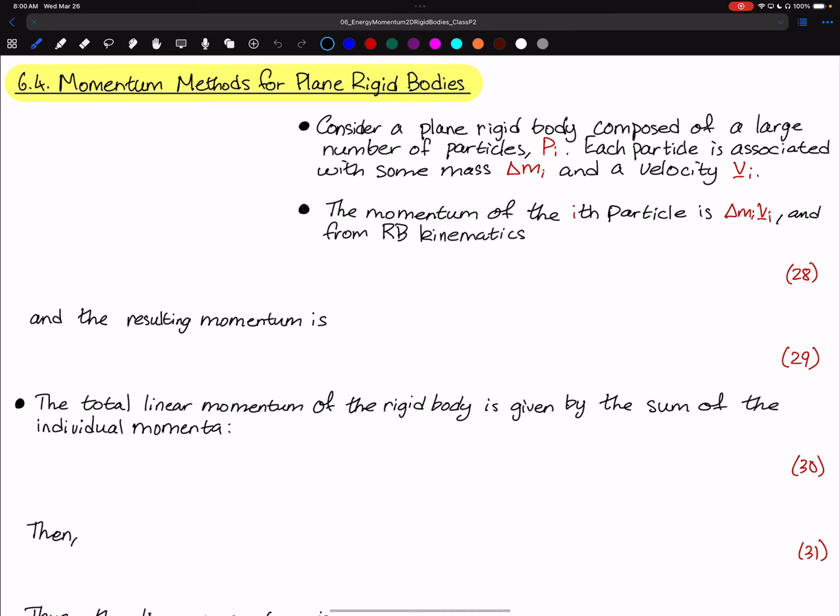Like I mentioned, we're going to look at momentum methods for plane rigid bodies. We're going to consider a plane rigid body as shown here. Draw a little bit better. A little boomerang shape. We'll put the center of mass somewhere here.